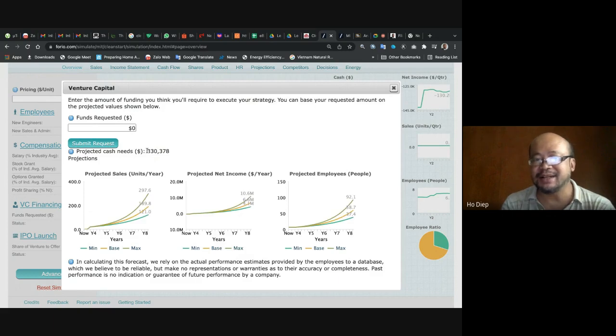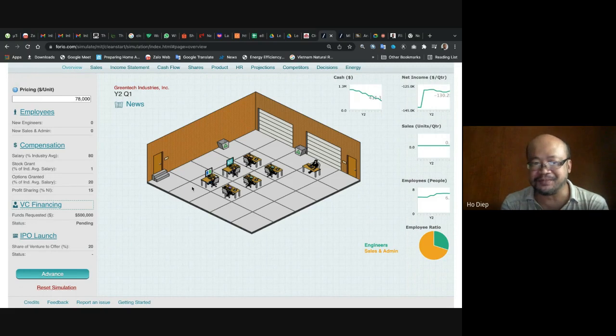Projected cash, they will need. They expect me to need around $330,000 US. So maybe I'll request about $500,000 US. I can ask. Doesn't mean that I will borrow money. But just in case I run out of cash without any sales, then I can always borrow money itself. So submit requests. It doesn't mean that I will borrow money from them. I just request a valuation.